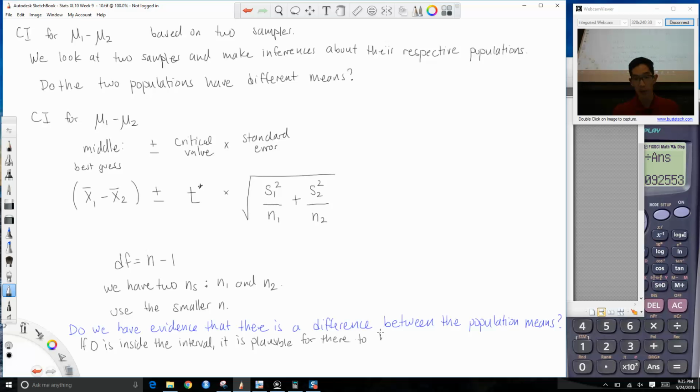What do you mean by 0 is inside? The value 0: you've got a lower bound and an upper bound, right? So if 0 is in between the lower and the upper bound, then 0 is inside the interval. On the other hand, if 0 is outside the interval, it is not plausible for there to be no difference, so we would say we do have evidence that there is a difference.